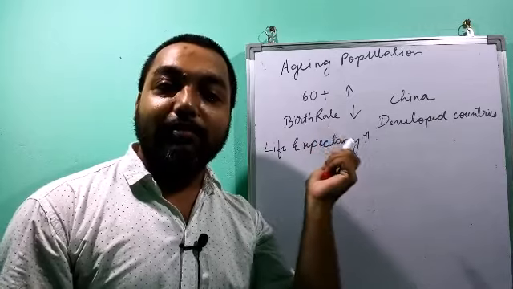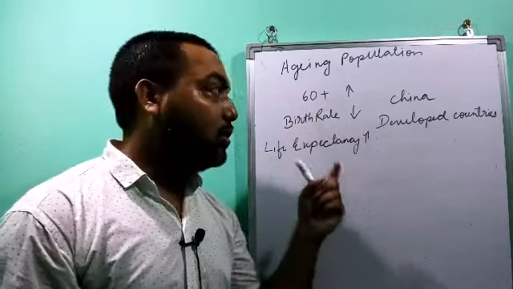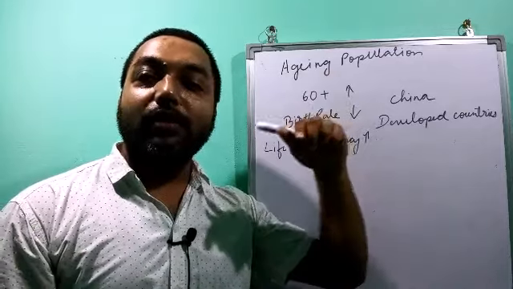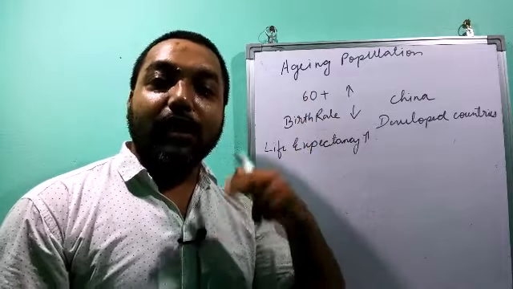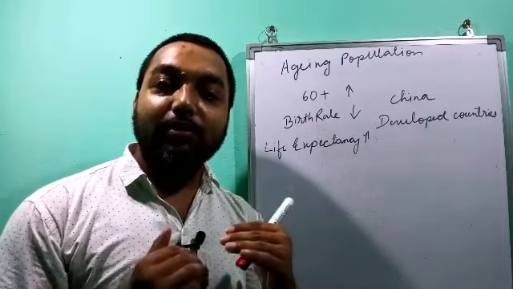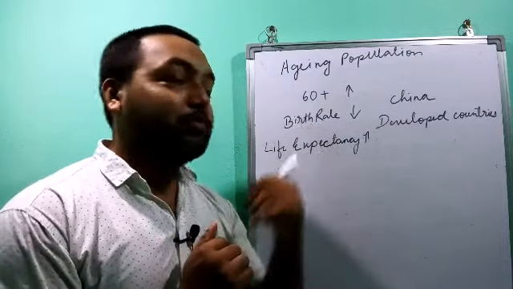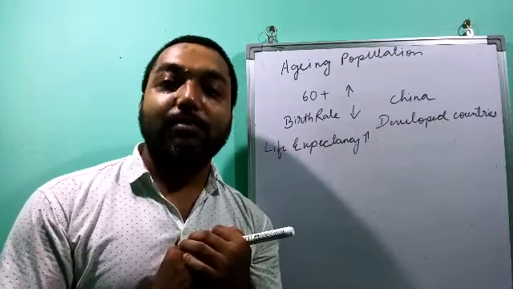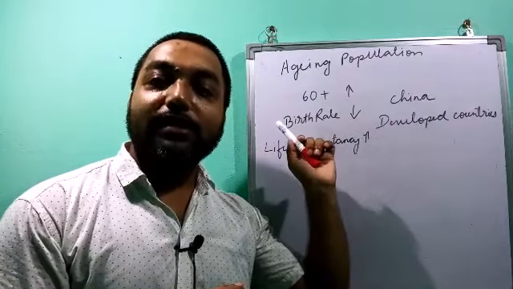So if a person is born, he lives for 80-90 years. The aged population doesn't die very easily, and the birth rate has also come down. As a result, the children population has come down and the aged population is more. This process is known as aging population. All the developed countries of the world are facing this problem.